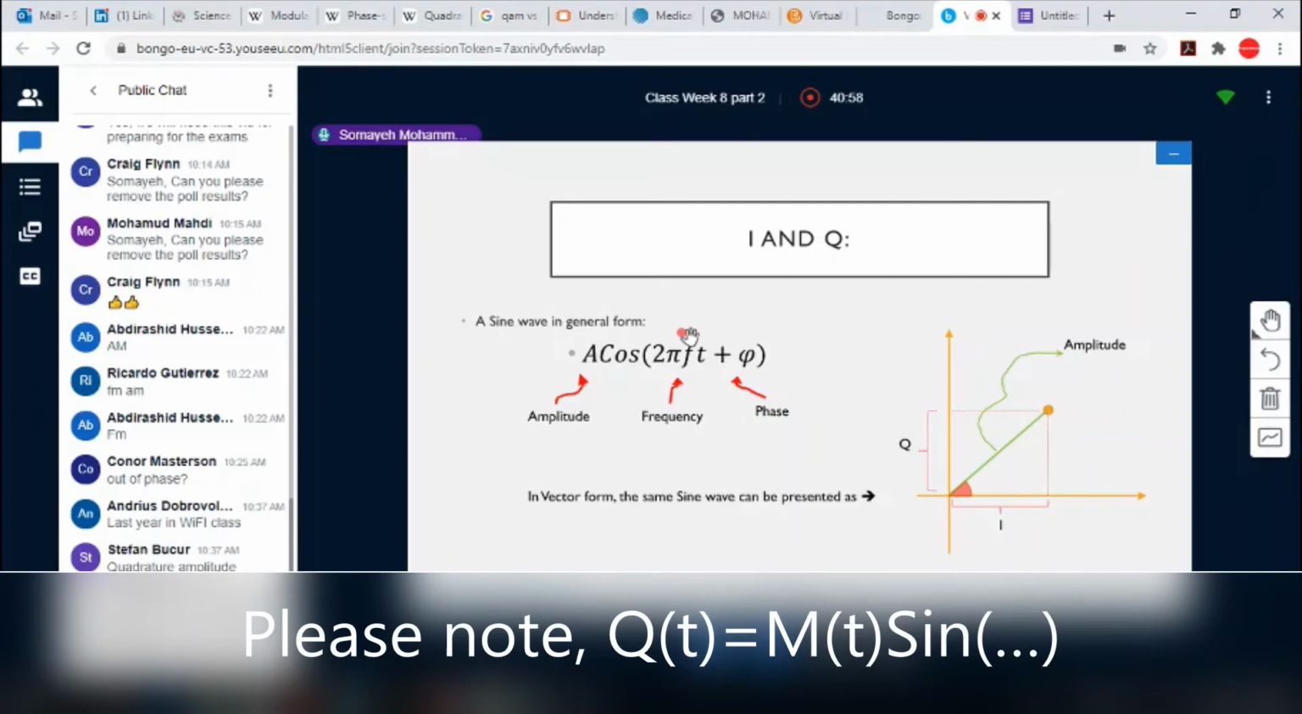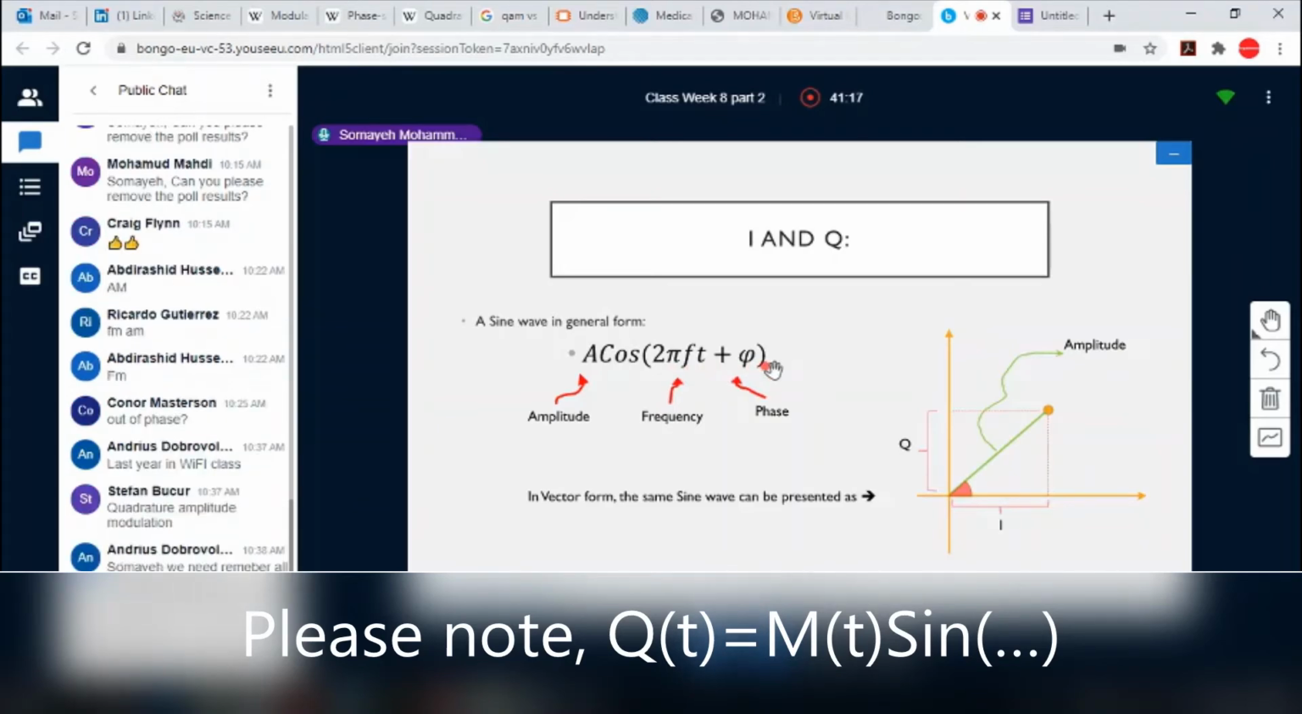If you look at a sinusoid wave, a very typical format in which a sine wave can be represented would be like this one here. So we would have A cosine of 2 pi f t plus phi. Should I say phi or phi? Correct me if my English is not good. So this is a typical sinusoid.